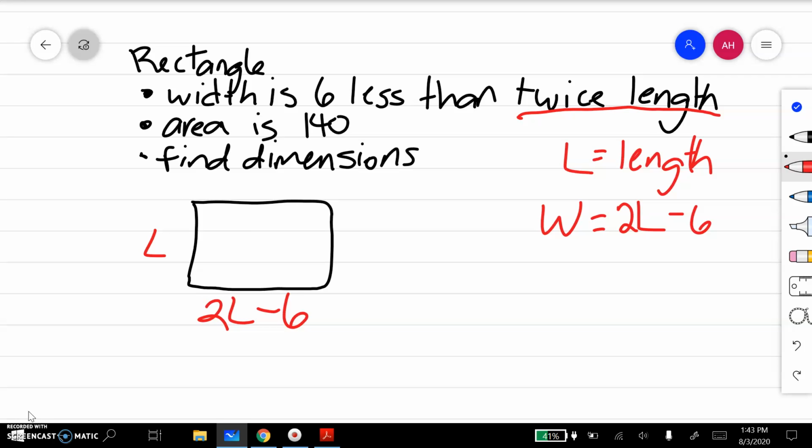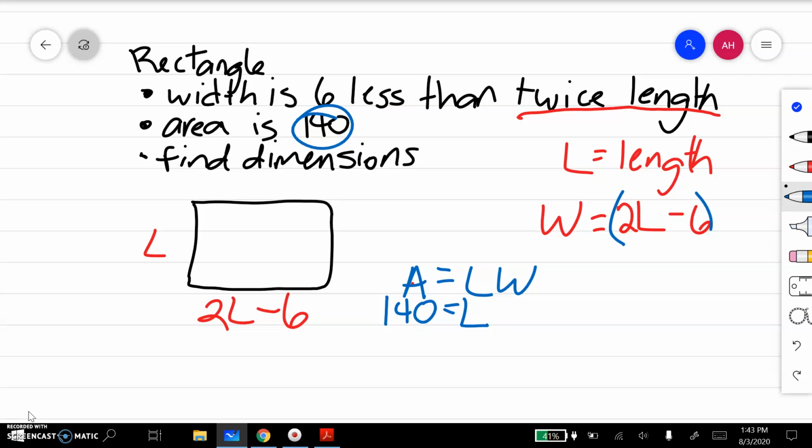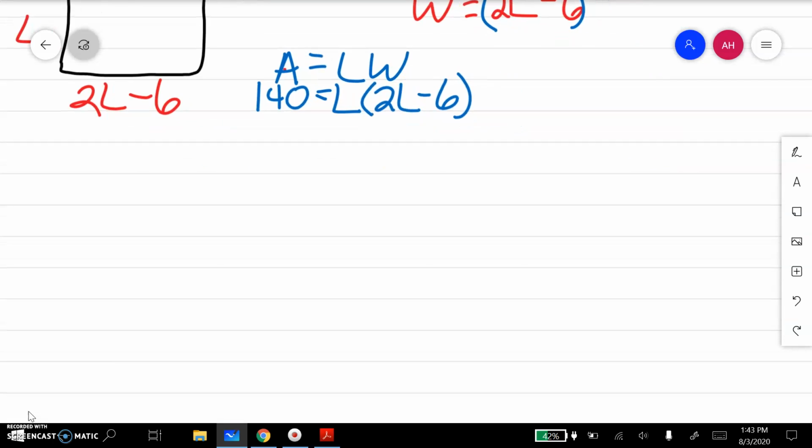And then hopefully we remember that the area of a rectangle is just the length times the width. Now they give us the area is 140, so we can substitute that in. We know the length is L, but we know that the width, we're going to substitute in 2L minus 6, because we don't want to have those L and W in the problem. At that point, we're just going to work this out.